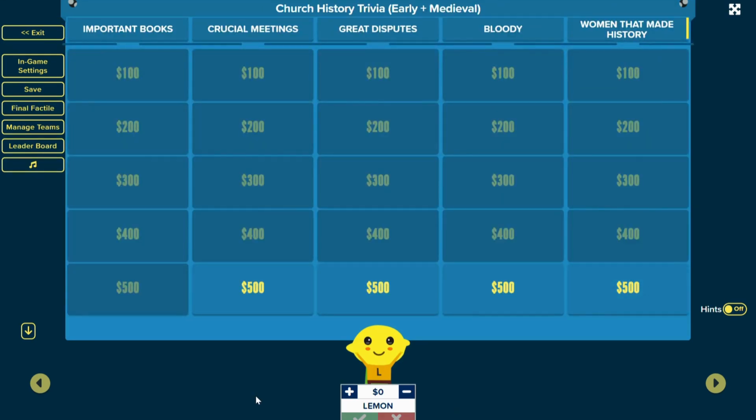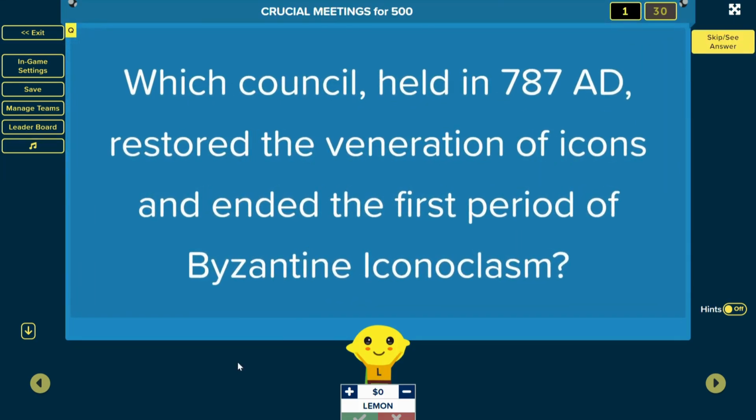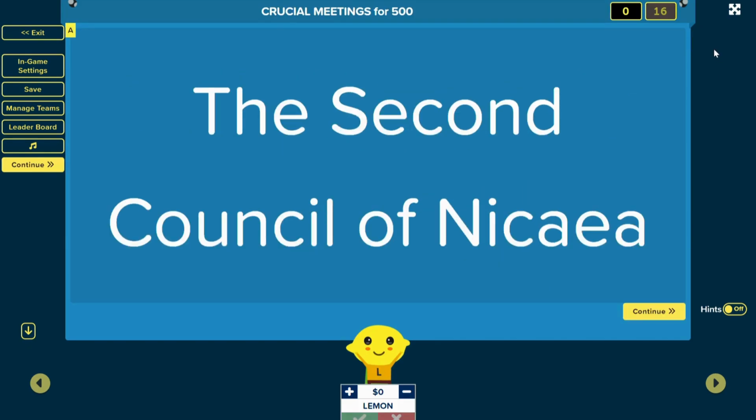Okay, crucial meetings for 500. Which council, held in 787, restored the veneration of icons and ended the first period of Byzantine iconoclasm? The Second Council of Nicaea.